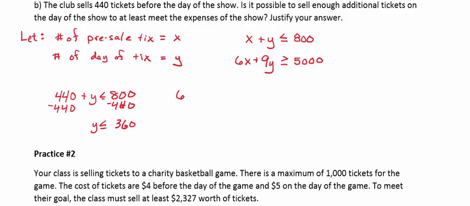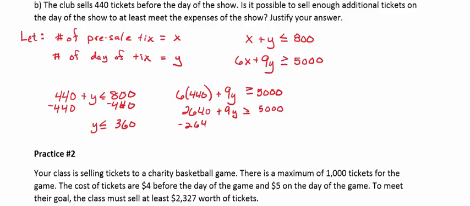It's still going to be our pre-sale tickets here, 440. Assuming that's how many we pre-sold, we're going to go with our plus 9y greater than or equal to 5,000. All right, so what we're going to do is multiply our 440 times 6, and we get 2640. So we'll write that down, 2640 plus our 9y greater than or equal to 5,000. Subtract off our 2640 from both sides.